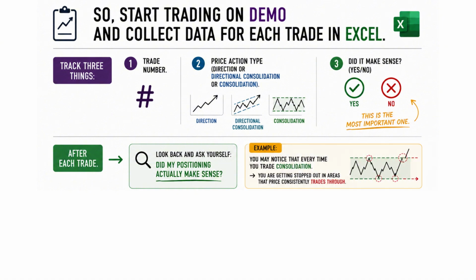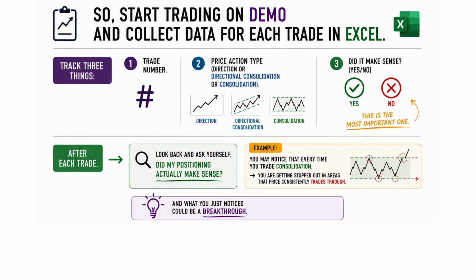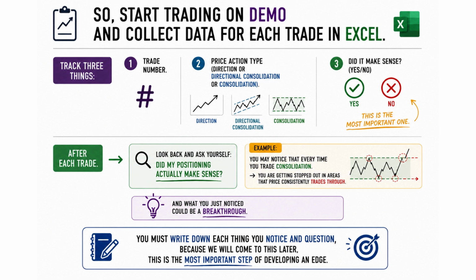For example, you might notice that every time you trade consolidation, you get stopped out in areas that price consistently trades through, and what you just noticed could be a potential breakthrough. You must write down each thing you notice and question, because we will come to this later, and this is the most important step of developing an edge.